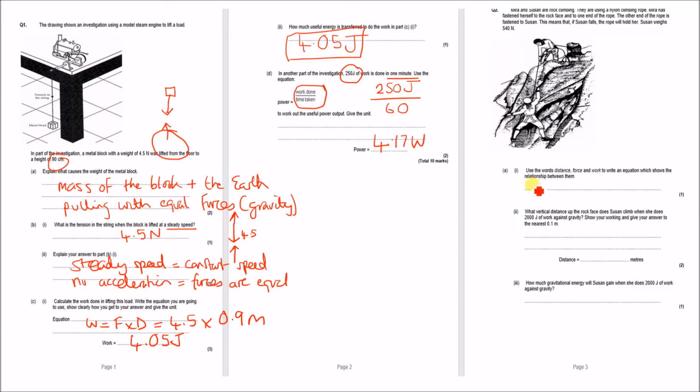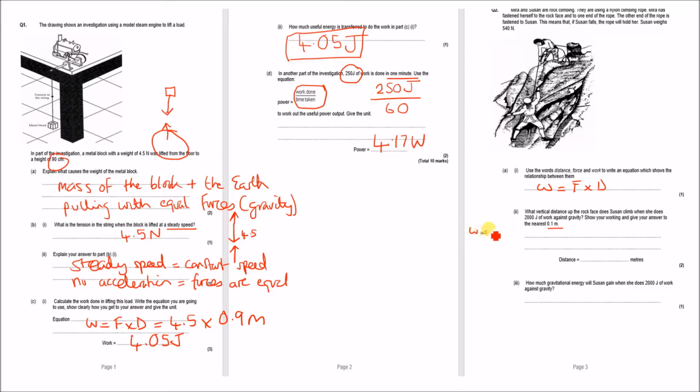Okay, the next question. Use the words distance, force, and work to write an equation which shows the relationship between them. So again, work is equal to force times distance. What vertical distance up the rock face does Susan climb when she does 2,000 joules of work against gravity? Show your work and give your answer to the nearest 0.1 meters.